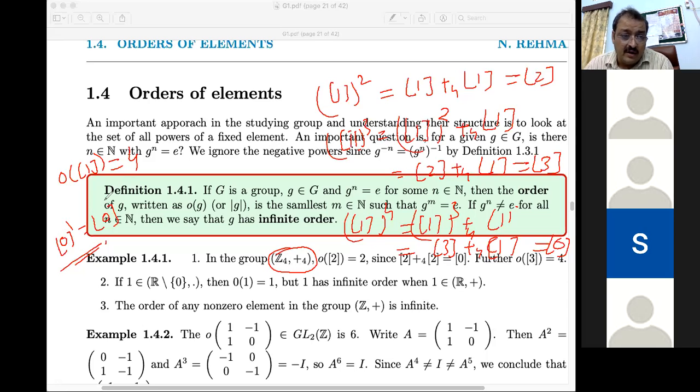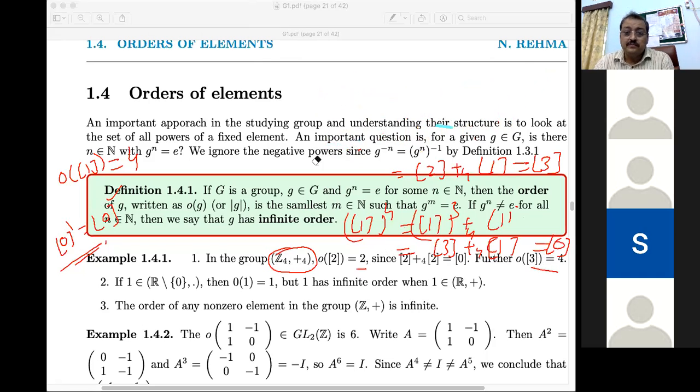equivalence class 0 order 1, equivalence class 1 order 4, 2 order 2, 3 order 4 is there. There are 2 elements of order 4, one element of order 2 and one element of order 1. So now for another example, I just take a very finite example.